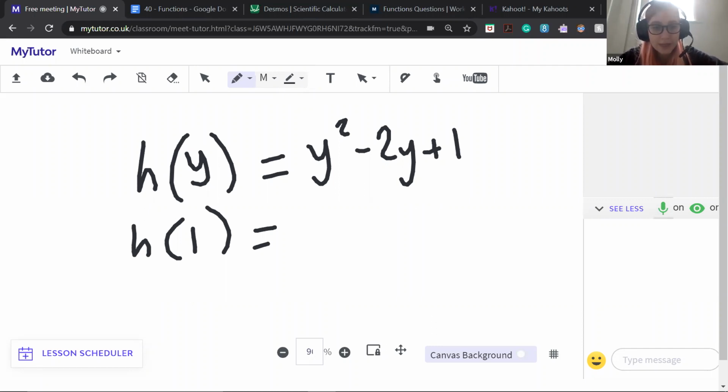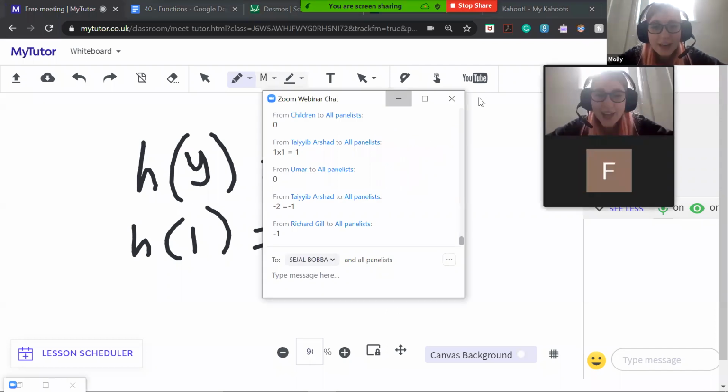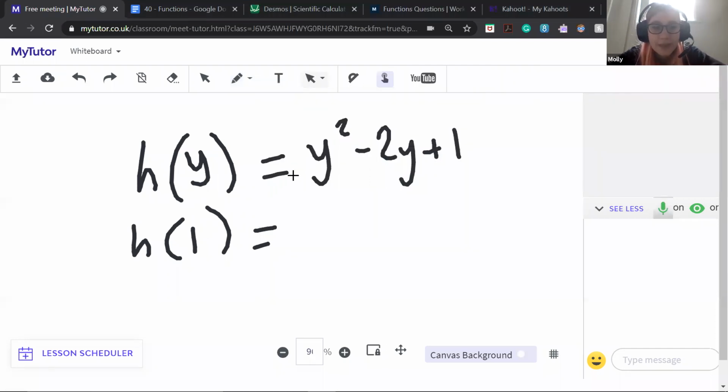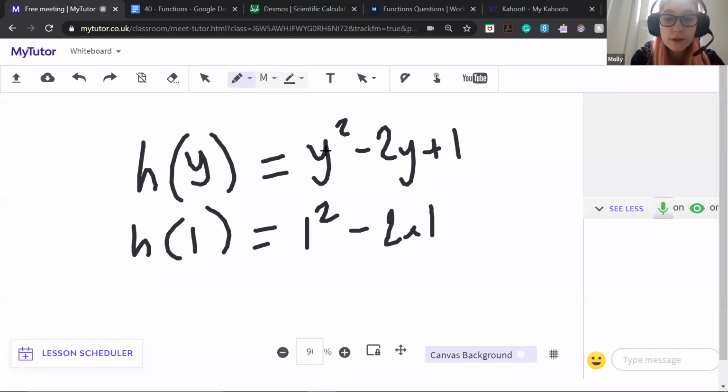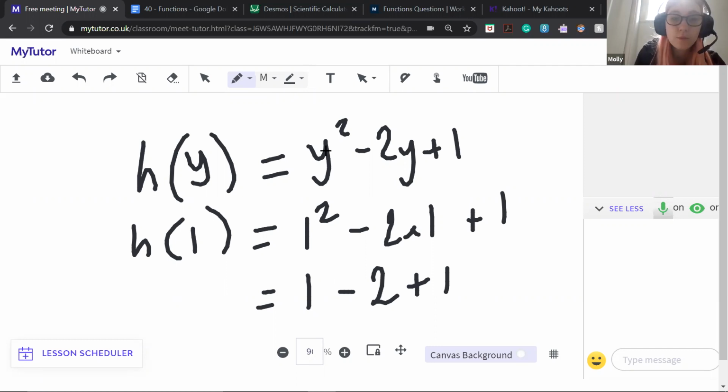Cool. A few people getting it. A few people messaging it many times to try to spam the chat. Okay. So maybe a bit trickier. Because y is 1, we put that in wherever we see a y. So we have y squared, so that becomes 1 squared, minus 2 times y, so that becomes 2 times 1, plus 1. So this is 1 minus 2 plus 1, which is 0.